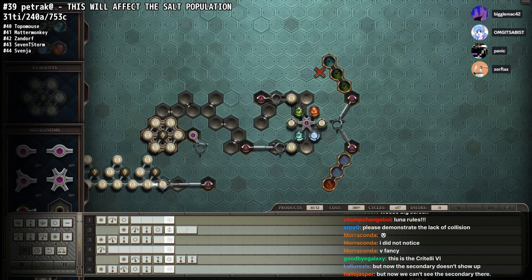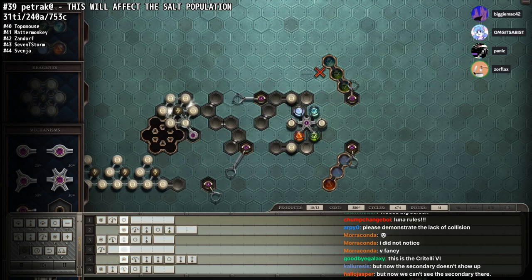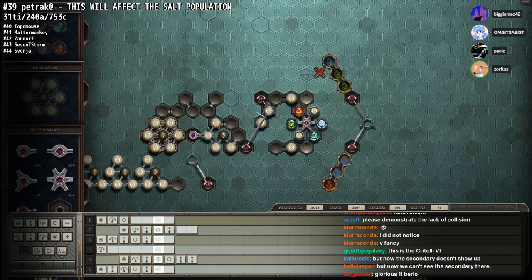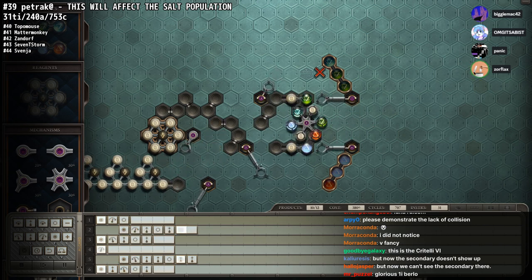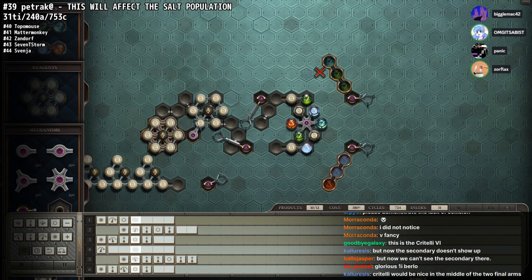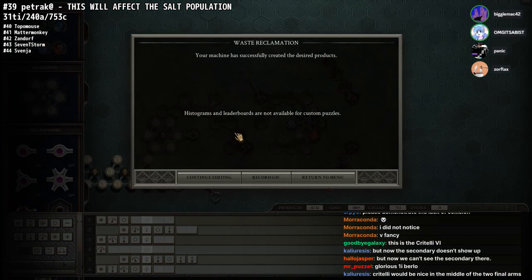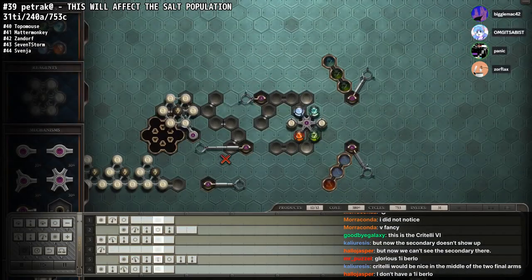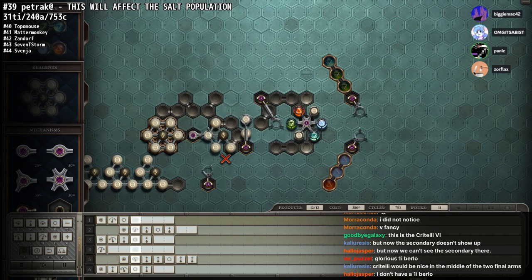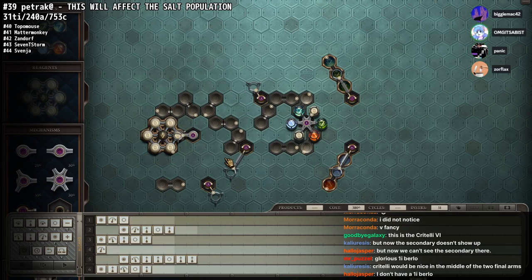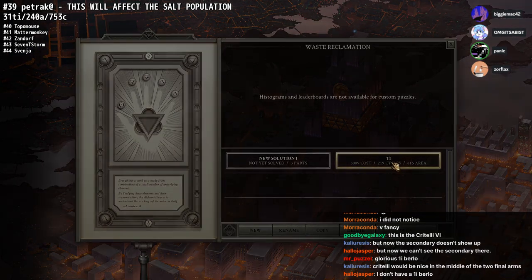Also, to answer the question in chat, secondaries won't show up if collision's turned off because they need collision to calculate the area, plus the fact that it's just not shown straight up. Just kind of trust the number up in the top left. Trust OM Sim. Yeah, so now we have a 10 TI drop to Irrational Guy.